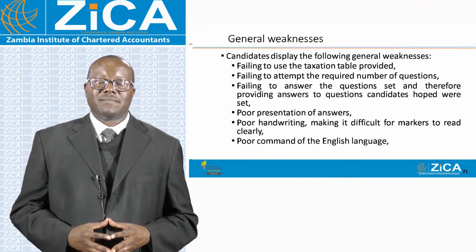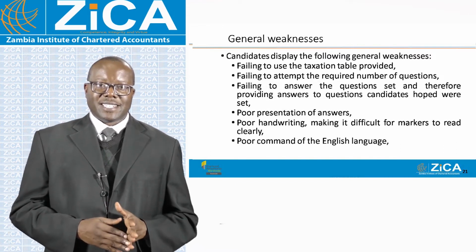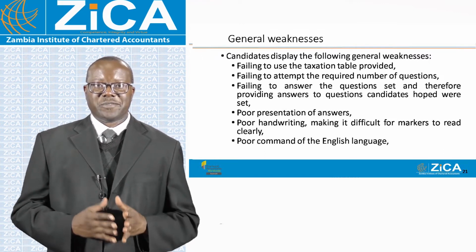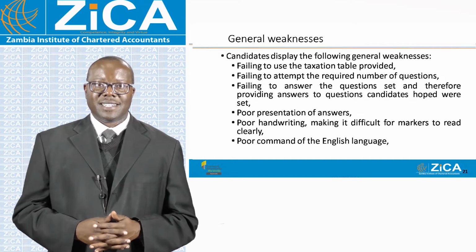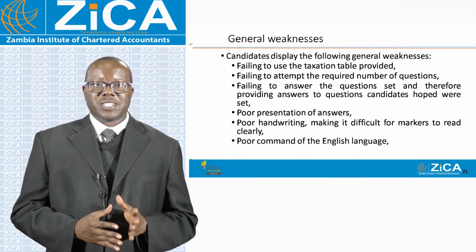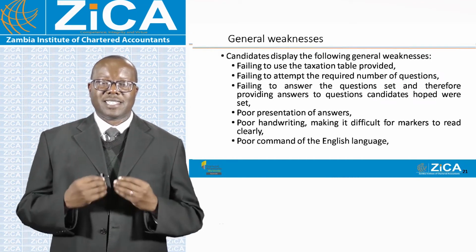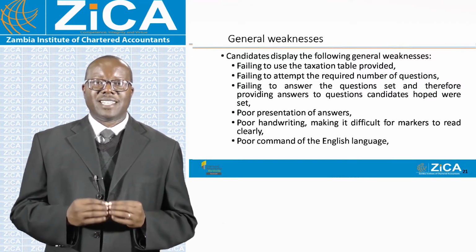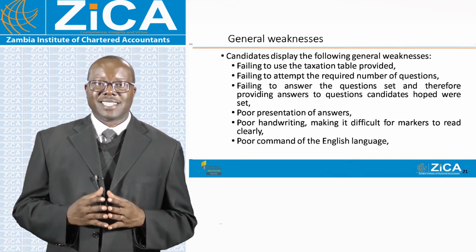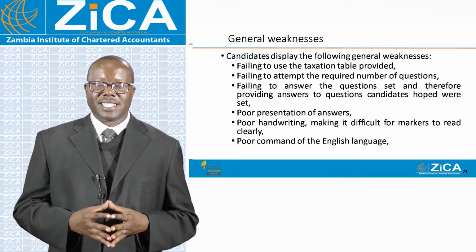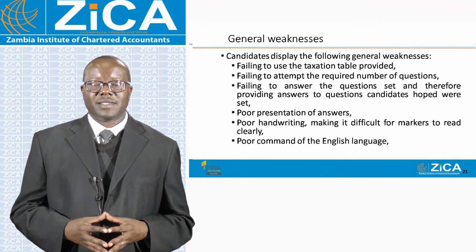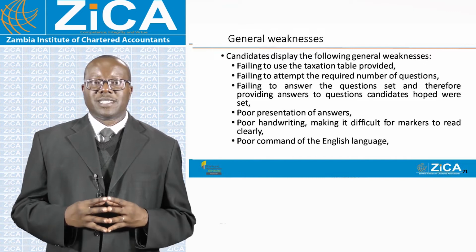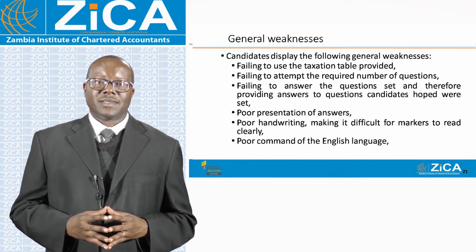The examination paper includes a taxation table at the start before the commencement of the questions. Candidates do not refer to this taxation table as they attempt questions. They use tax rates which they believe are the rates applicable, instead of using the rates which are provided for that examination. The second weakness is failing to attempt the required number of questions.